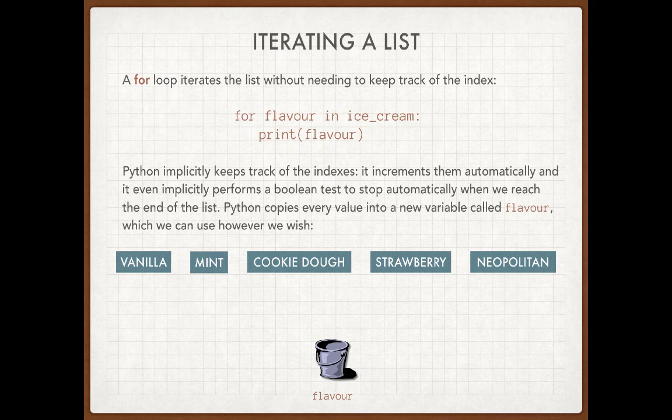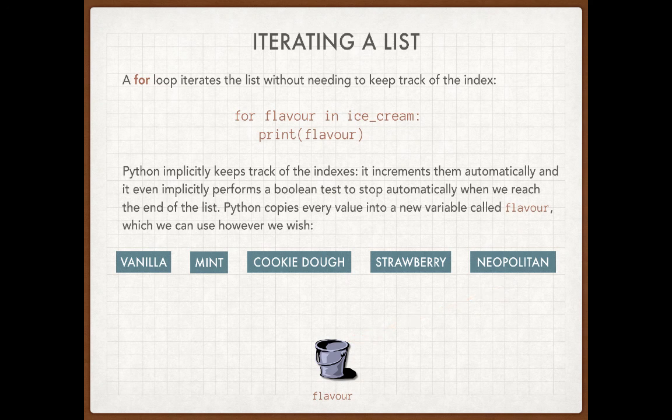Now, I'll do a little animation here about what happens. You'll see down at the bottom, there's this bucket called flavor. I could have called it anything. I could have called it variety or who knows what. This is a random name. But what happens is, as Python moves through the list one by one, the value of each drawer is copied into this bucket called flavor. At first vanilla gets copied in there, and then mint gets copied in there, erasing vanilla, and then cookie dough goes in, erasing mint, strawberry goes in, erasing cookie dough, and Neapolitan goes in at the end, erasing strawberry.